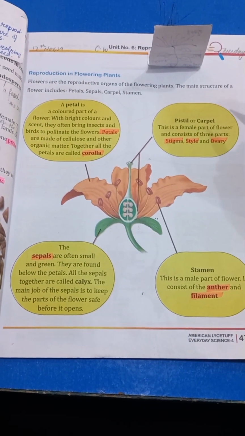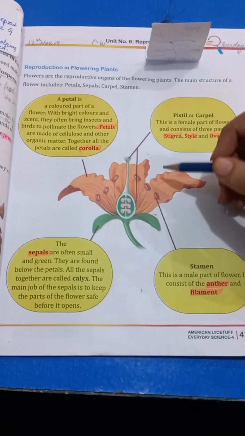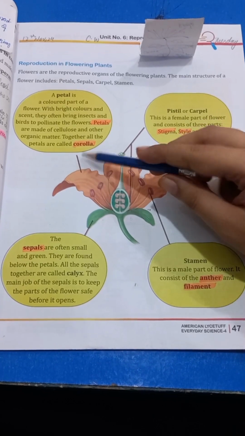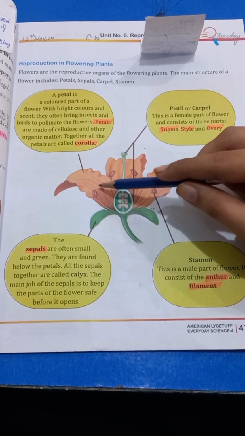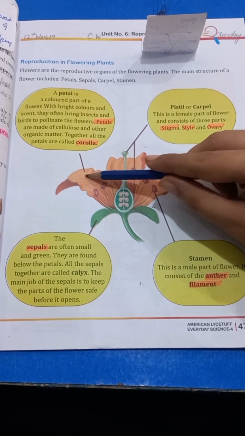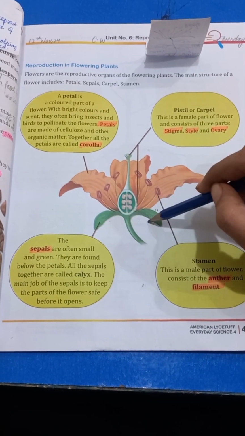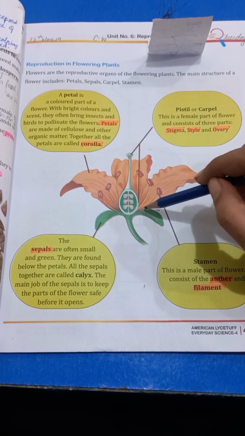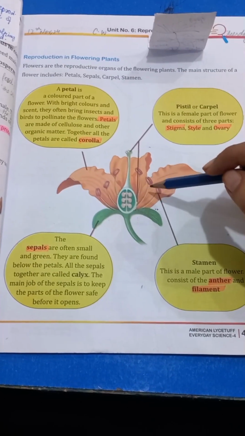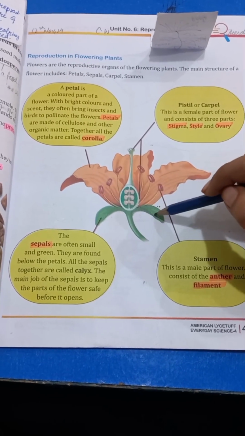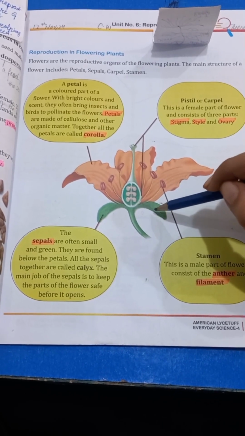The main structure of a flower includes petals, sepals, carpels, and stamen. First we will explain with the help of a diagram, then we will read these four paragraphs. As you can see here, these are the petals. Petals are colored and scented, so these are the attractive part of the flower. After that, these are sepals, which are green in color. The function of sepals is to protect the flower when it is in the bud stage, meaning when the flower is very small. Sepals are present below the petals, and they are green in color.